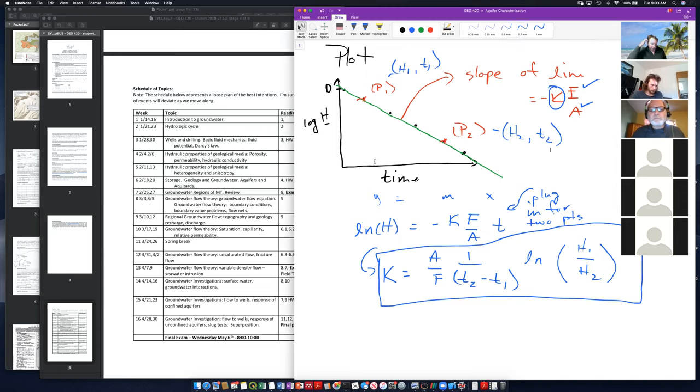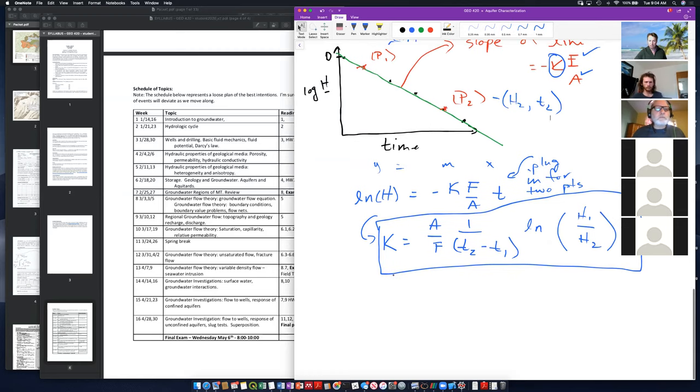Okay, so from these two points on my plot, I can calculate an A and an F for my well, and then I can compare two points on this decay curve and I can calculate a hydraulic conductivity. All right, so the tricks now are A and F.